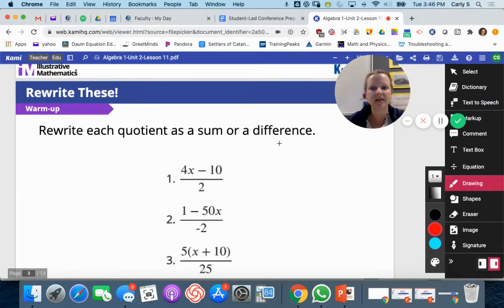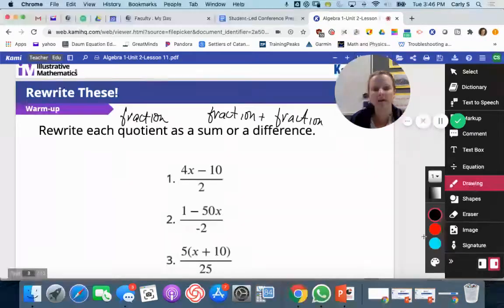So let's start by writing each quotient as a sum or a difference. I could also say we're going to write each fraction as a fraction plus a fraction, or a fraction minus a fraction. Here I've got a minus in between. I have a 2 in the denominator here. That means I need to split this up into 2 fractions. So I just did the difference. I rewrote this quotient as a difference.